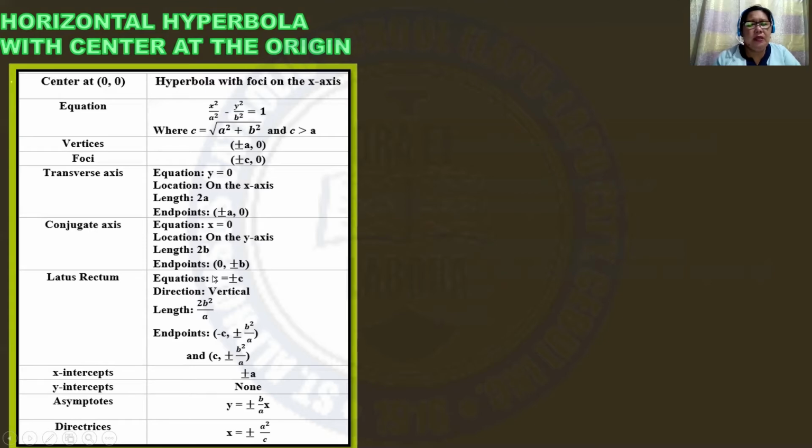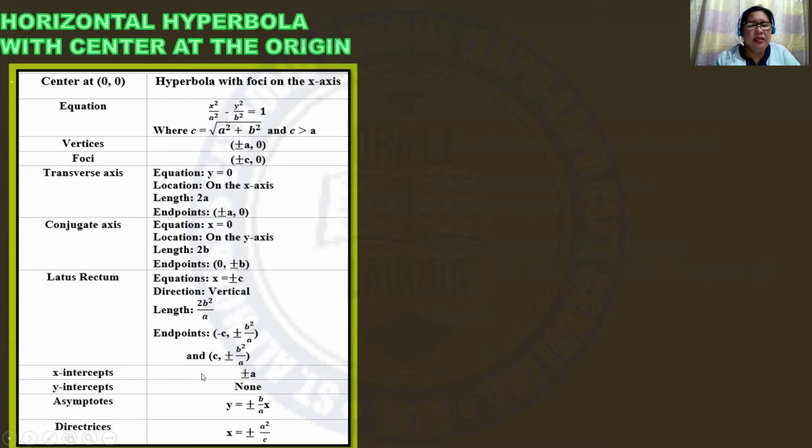For the latus rectum, the equations, we have x is equal to positive or negative c. The direction is vertical. The length can be computed by 2b squared over a. The endpoints can be taken by this formula, negative c plus minus b squared over a and c plus minus b squared over a.